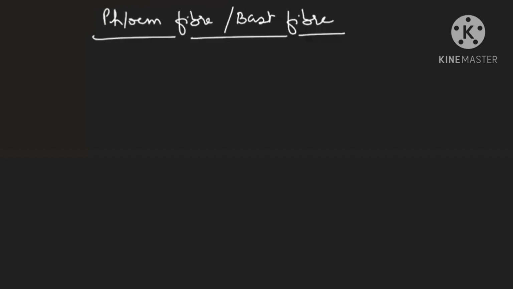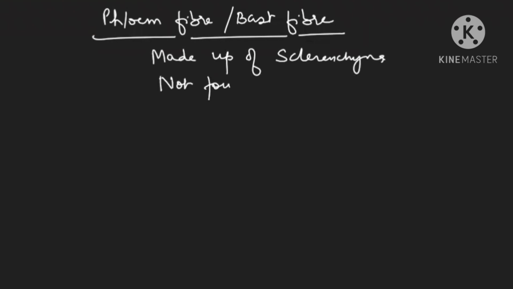The next component of the phloem is phloem fibers. Fiber means they are made up of sclerenchyma. This you know very well. Is it clear? And they are not found in primary phloem. This is important. They are not present in the primary phloem, but only in the secondary phloem. And commercial fibers we obtain from the bast fiber, like jute, flax and so on. They are obtained from the phloem.